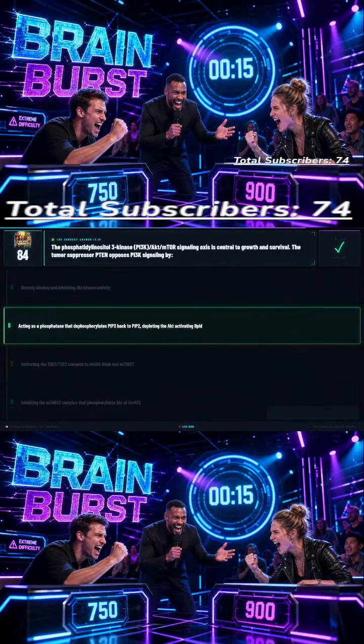Time's up. The correct answer is B, acting as a phosphatase that dephosphorylates PIP3 back to PIP2, depleting the AKT activating lipid.